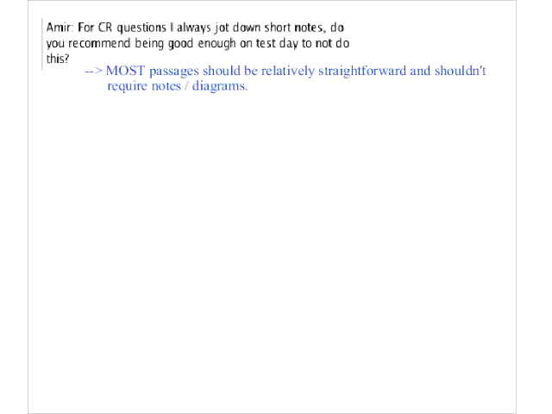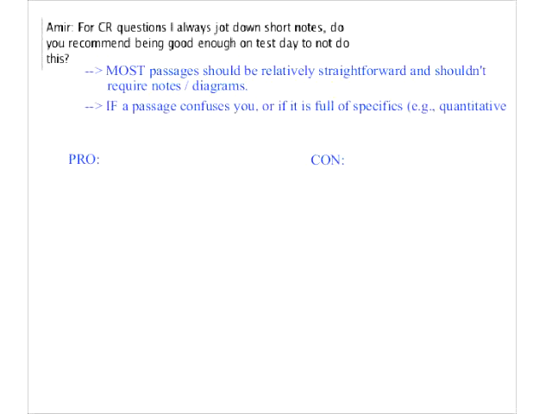Pro of taking notes and con of taking notes. And then I'll give you an overall opinion here. It's okay to take notes if a passage confuses you, or if it is full of specifics, like quantitative things that require nuanced attention. Then take notes.